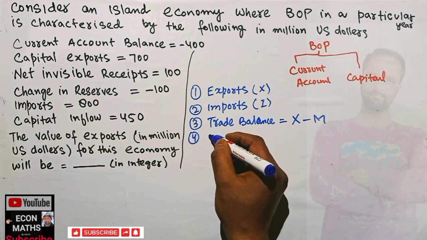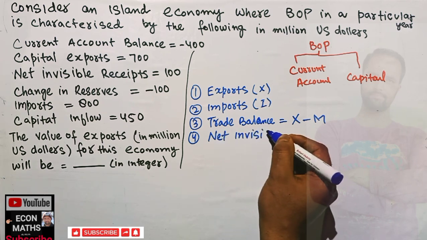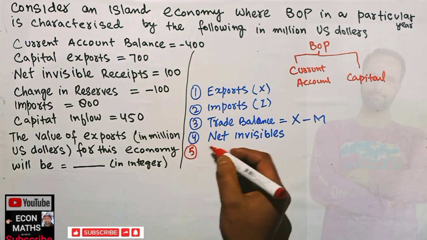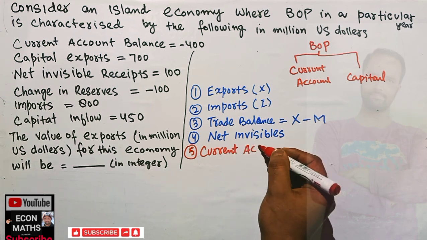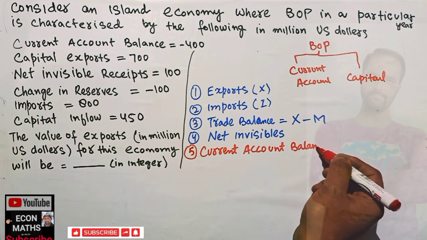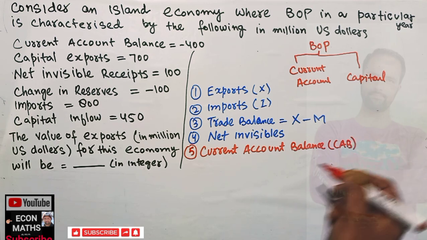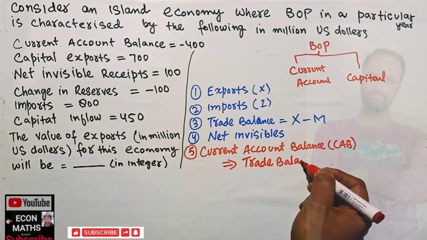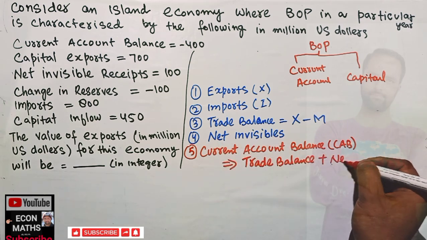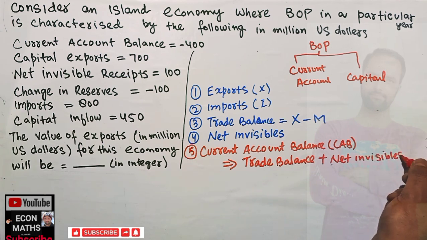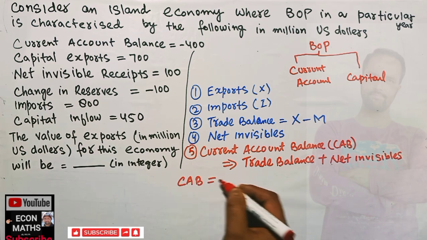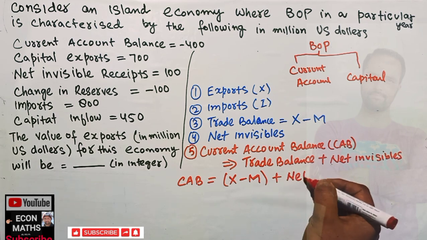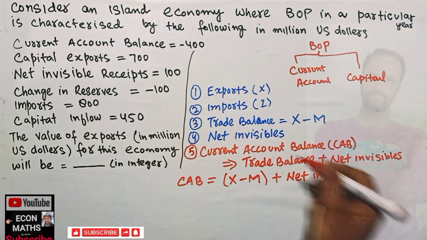Then we have net invisibles, and our current account balance, let us write this as the fifth one: current account balance, what we call CAB, is equal to our trade balance plus net invisibles. What is trade balance? Exports minus imports. So current account balance equals exports minus imports plus net invisibles. This is our current account.